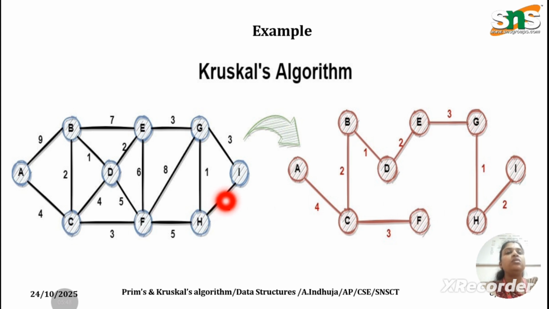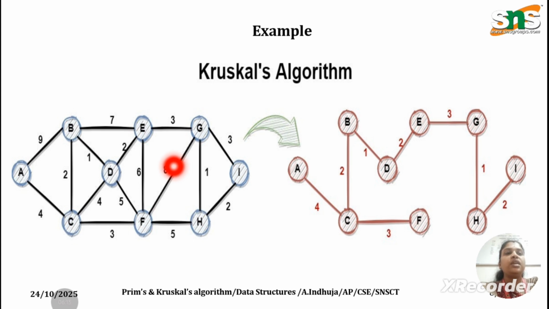So we'll go to the next edge weight, 2. So here B to C 2 is added. The next, I to H 2, is also added. The next, E to D 2, is also added into the output graph. Okay, so edge weight 2 is over. Now we're going to concentrate on edge weight 3.